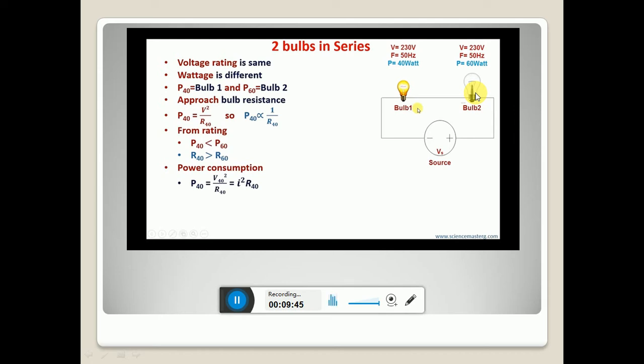So power consumption can be calculated depending on the resistance of that particular device. If the resistance of the device is less, power consumption will be more. It can utilize more power from the source. So here the resistance of that 60 watt bulb is less, so it cannot consume more power from the source. That's why this 40 watt bulb is consuming more power, so it is glowing bright.